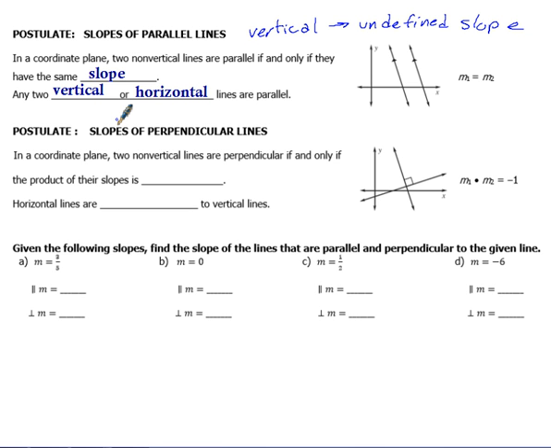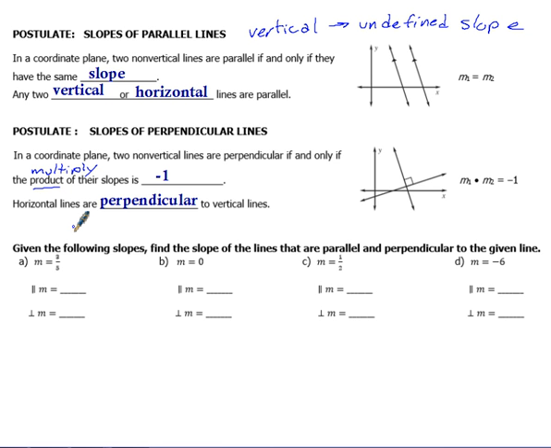Slopes of perpendicular lines. In coordinate planes, two non-vertical lines are perpendicular if and only if the product of their slopes, product means multiply, is -1. Horizontal lines are perpendicular to vertical lines. So if I have a line with a slope of 0 and a line that is undefined, those would be perpendicular. So that's just saying if I multiply the two slopes, it would equal -1.